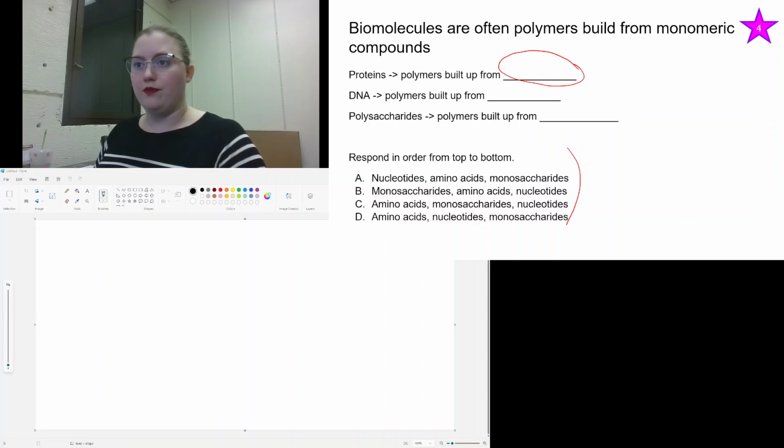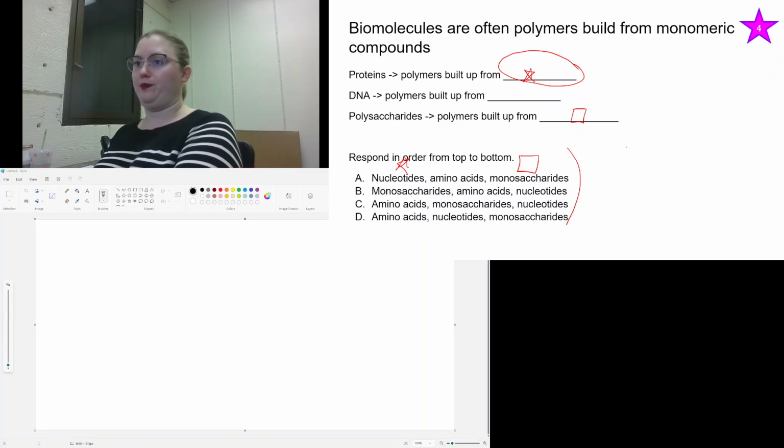So for this one, the leftmost would correspond to the top blank, and the rightmost would correspond to the bottom blank. Okay?